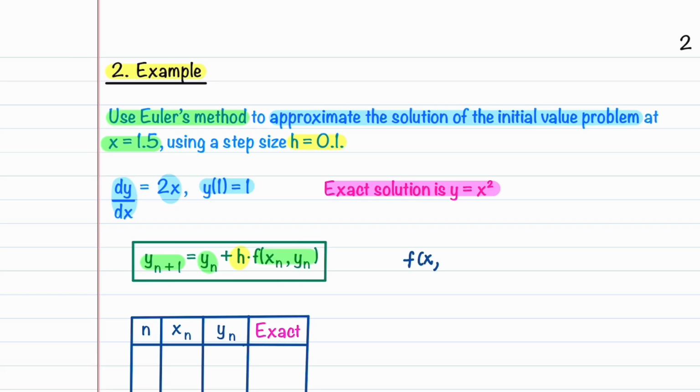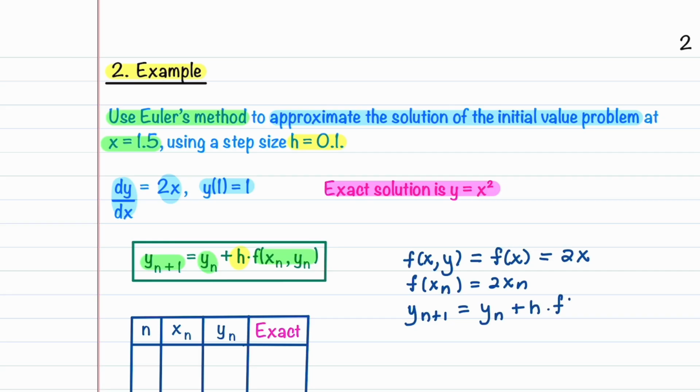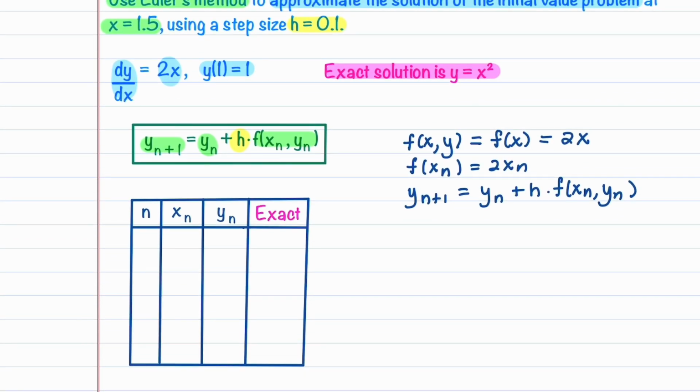F of x,y, for the example that we've been given, is just f of x, and it is the right-hand side, which is equal to 2x. It's always whatever the derivative is equal to. We can then say that f of x sub n is equal to 2xn. Let's now plug this into our formula. Our formula is y sub n plus 1 is equal to y sub n plus h times f of xn, yn. Now let's plug in what f is.